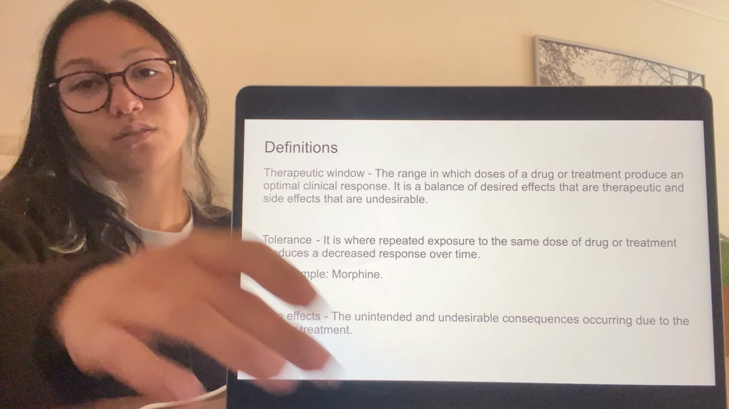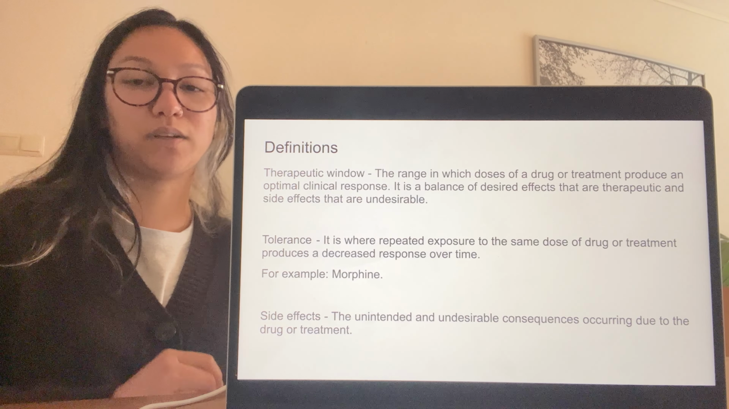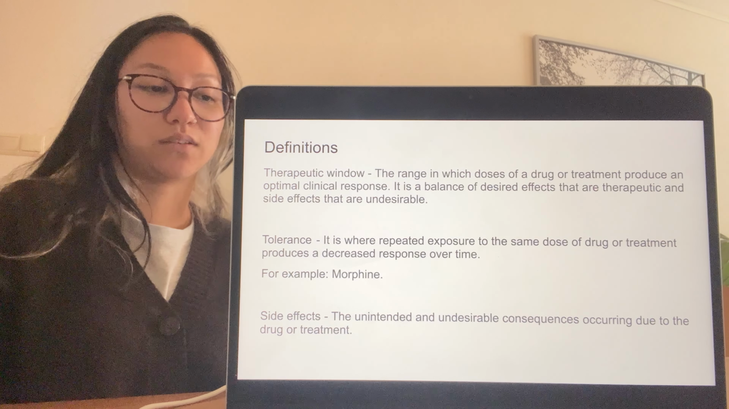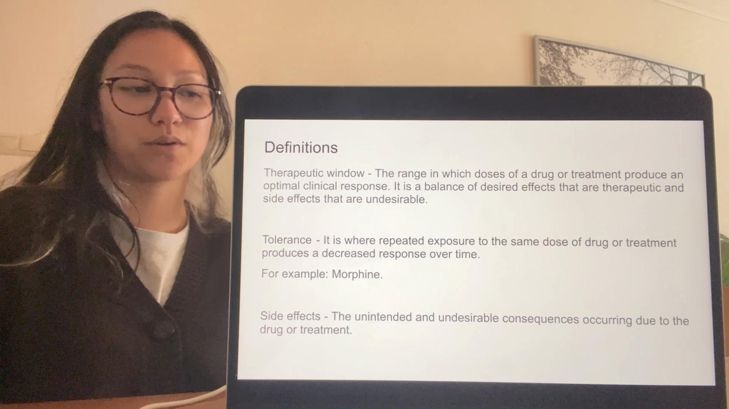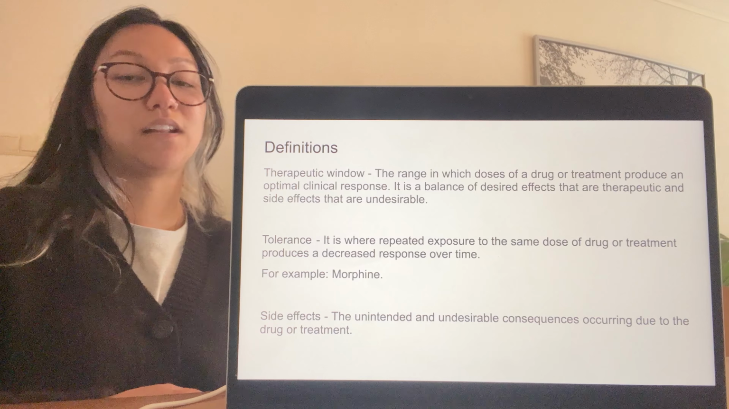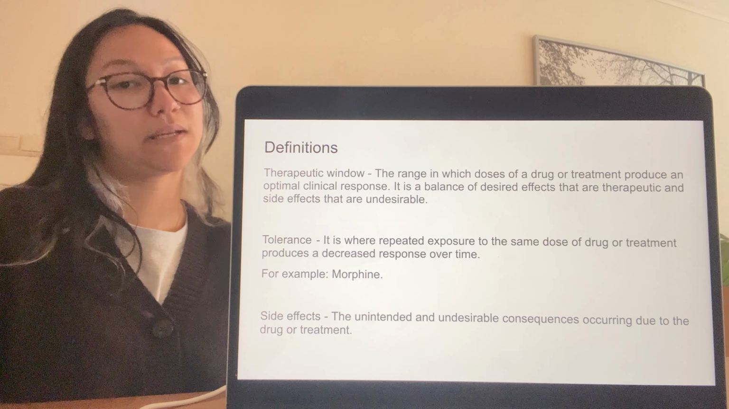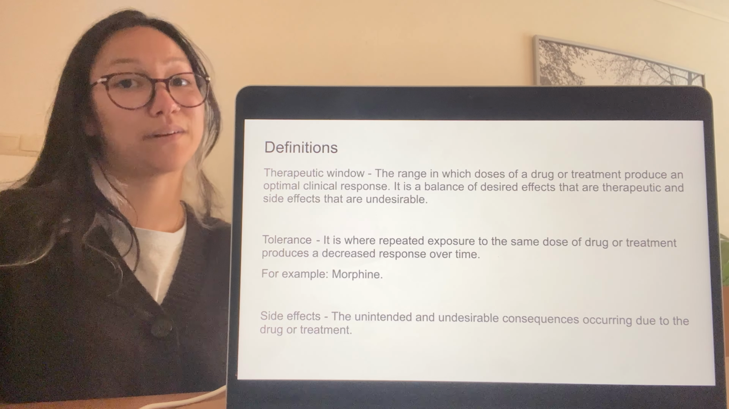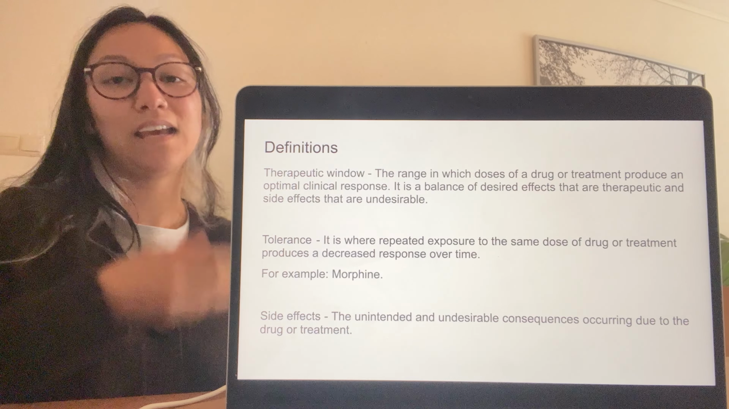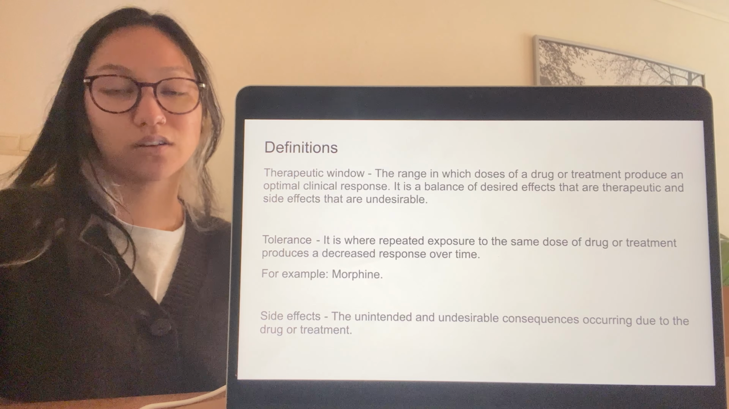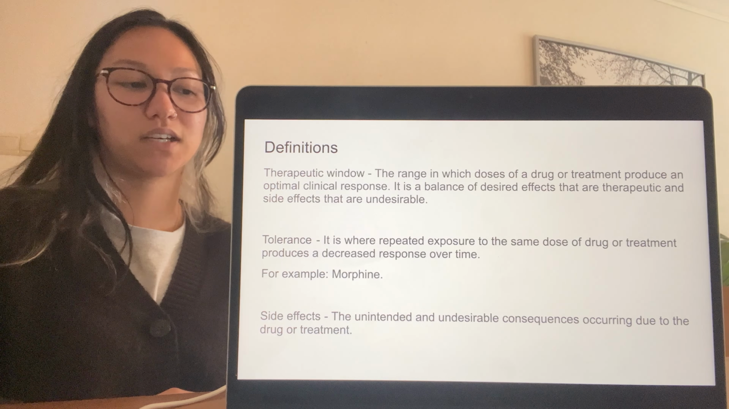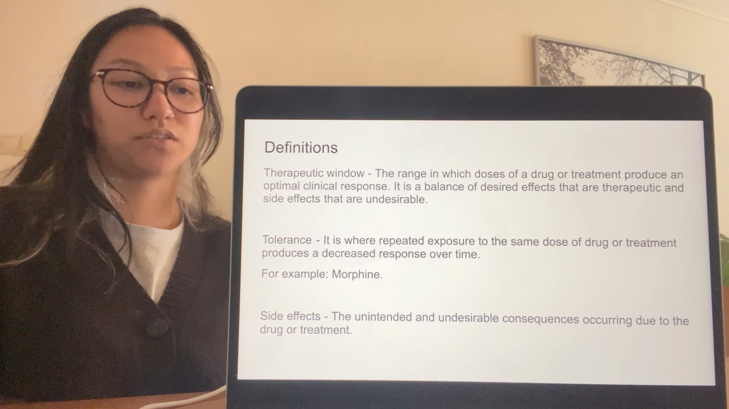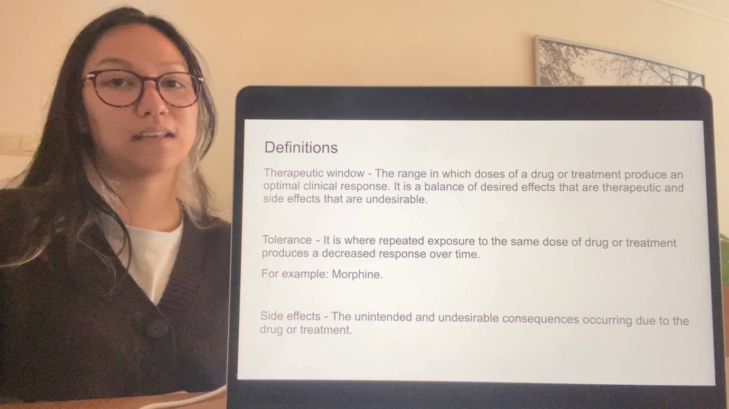And the next definition we'll be talking about is a therapeutic window, which is the range in which doses of a drug or treatment produce an optimal clinical response. And so drugs with a large therapeutic window have a better safety margin, which is very important. And the next definition is tolerance, and an example of this is when morphine is used for a long time, meaning larger and larger doses must be taken to produce the same effect.